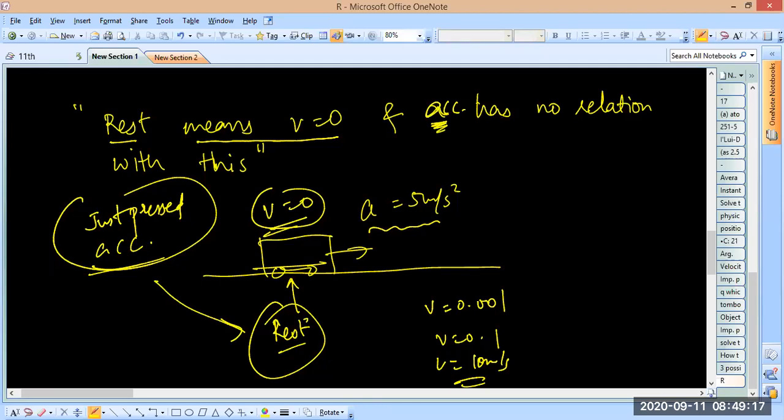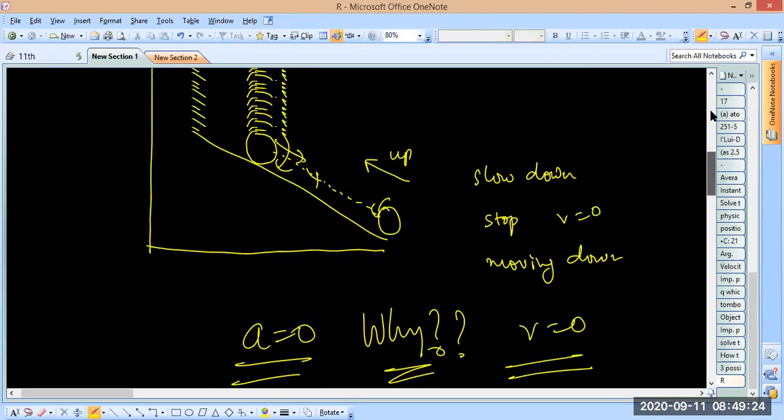All right, acceleration may be anything, but velocity is zero, that's called rest. Okay, come back to this question.